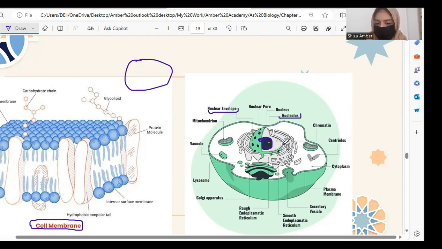And then what else do we have? Yes, we also have thin thread-like structures. They are known as chromatin. And when the cell has to divide, these chromatins become something like this, and we call them chromosomes. Okay? Clear?